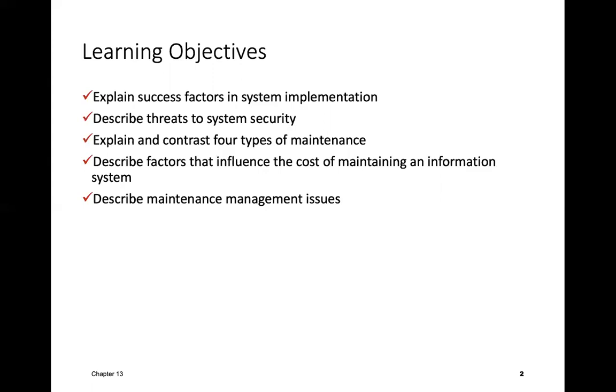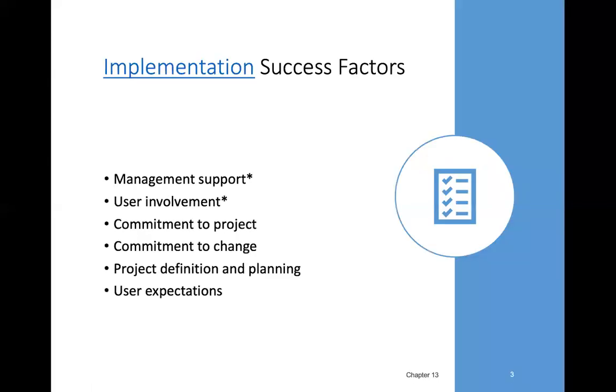We're going to talk about system security as well, because it ties into the relationship between implementation and maintenance. We're going to look at 4 different types of maintenance, so some of the different approaches to maintenance: are we correcting problems? We're making our environment more performant. We're putting in new features, and so on and so forth. We're going to talk about some of the cost of maintaining an information system, and then some of the management issues to conclude with. Okay, so let's crack on, start with implementation success factors.